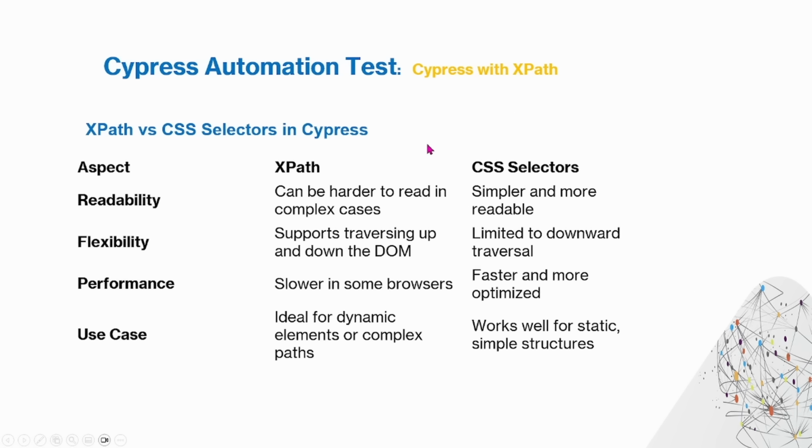So here are some more things about XPath. We're just going to compare XPath and CSS selectors. In terms of readability, XPath can be harder to read, and CSS selectors are a bit more straightforward and simple. In terms of flexibility, XPath supports traversing up and down the DOM, while CSS selectors are limited to downward traversal. In terms of performance, XPath is a bit slower in some browsers, and CSS selectors are faster. In terms of use case, XPath is ideal for dynamic elements or complex paths, and then CSS selectors work well for static and simple structures.